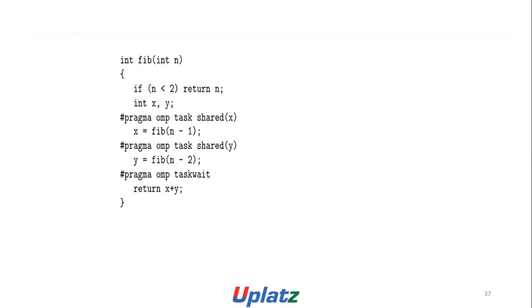int fib(int n): if n is less than 2, return n; int x, y; pragma omp task shared(x): x is equal to fib(n-1); pragma omp task shared(y): y is equal to fib(n-2); pragma omp taskwait; return x plus y.